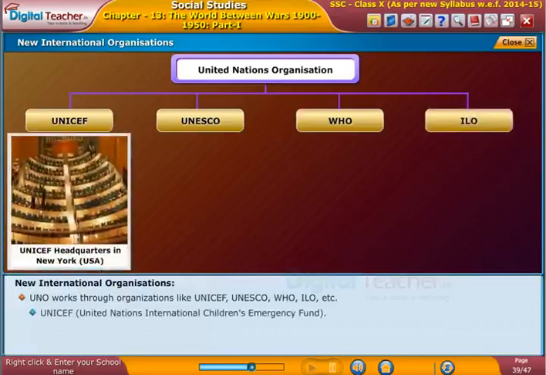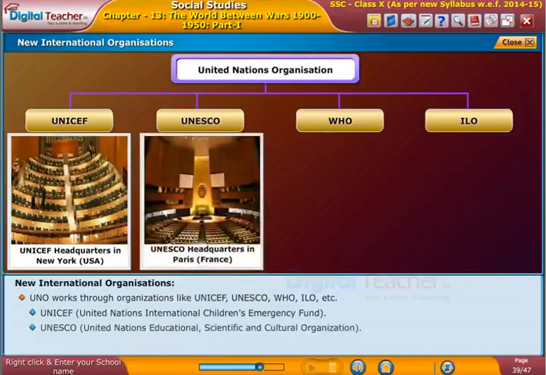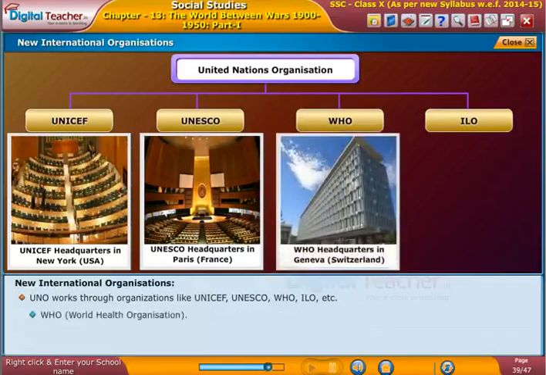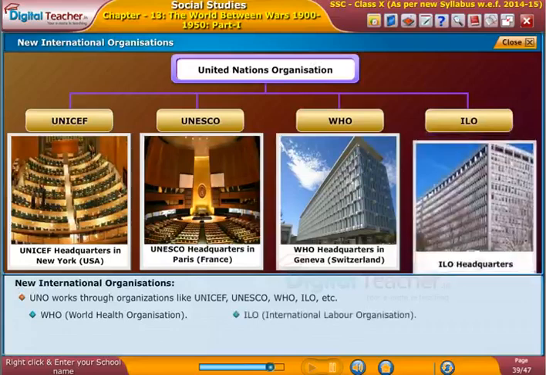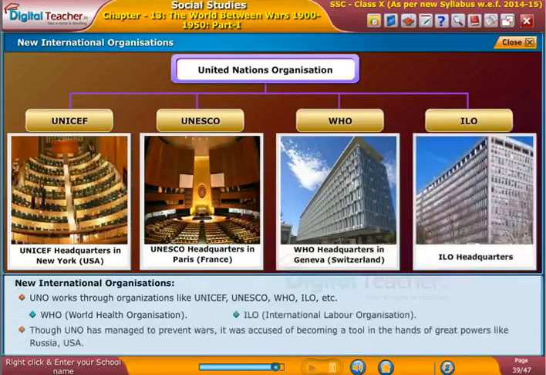UNICEF, United Nations International Children's Emergency Fund. UNESCO, United Nations Educational, Scientific and Cultural Organization. WHO, World Health Organization. ILO, International Labour Organization. Though UNO has managed to prevent wars, it was accused of becoming a tool in the hands of great powers like Russia, USA.